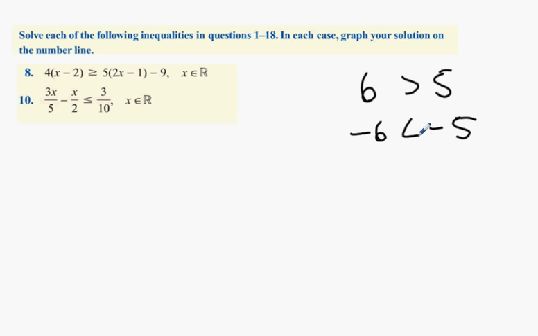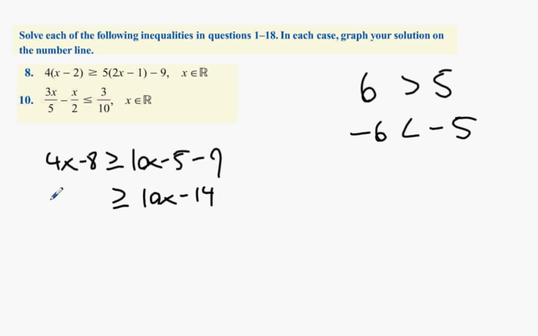I'm going to do question 8 really quickly. 4 times x: 4x minus 8 greater than or equal to 10x minus 5 minus 9. Everybody alright with that so far? Yeah. Bring the 10x over, so we'll tidy up first: 10x minus 14, 4x minus 8. Everybody cool with that? What's the next part?